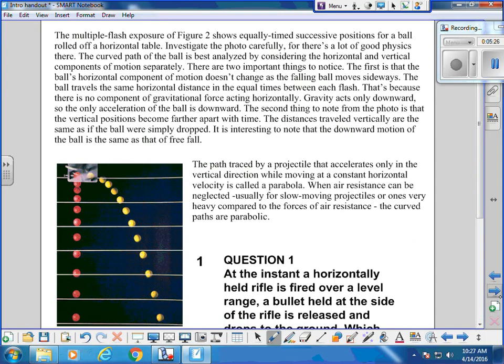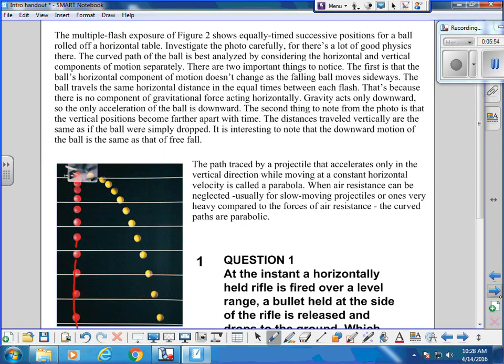Okay. The multiple flash exposure, figure 2, shows equally timed successive positions for a ball rolled off a horizontal table. You guys have this picture. It's probably not nearly as nice as mine. Yours is photocopied. I took another one here off the internet, but you can see it here. So I've got a red ball right here, right? And I've got a yellow one. I don't have a yellow pen, but the yellow one is there. You will notice a couple things that I'm going to point out here.